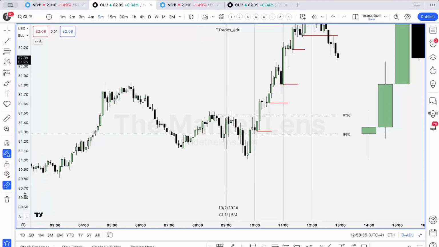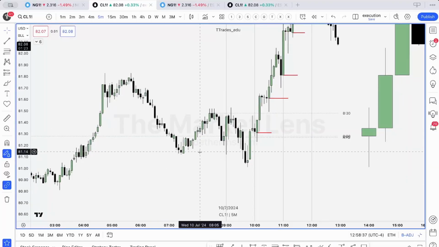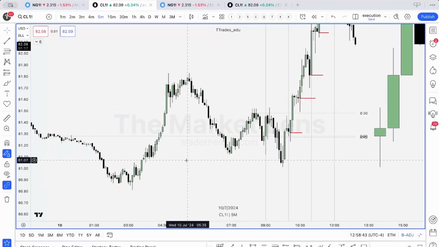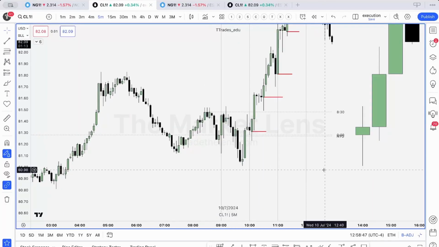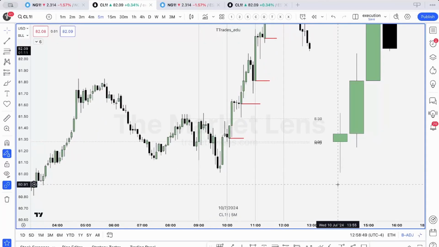Another thing is, generally, I haven't watched oil a ton, but I like to see more like 8 to 10 to form a low. That's just what I've noticed, almost like a London close reversal, but I don't really watch it a ton. But hopefully that helped out and answered your question.